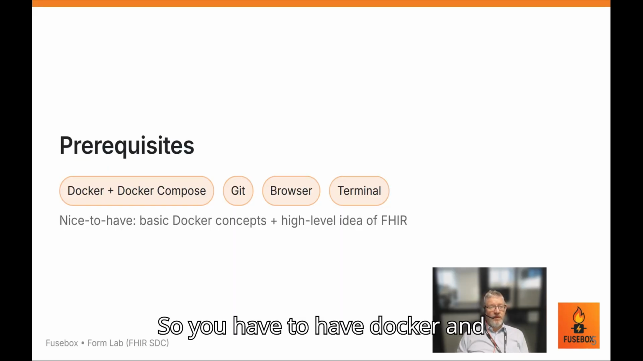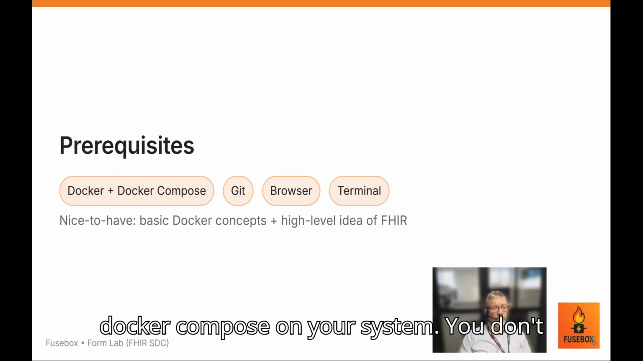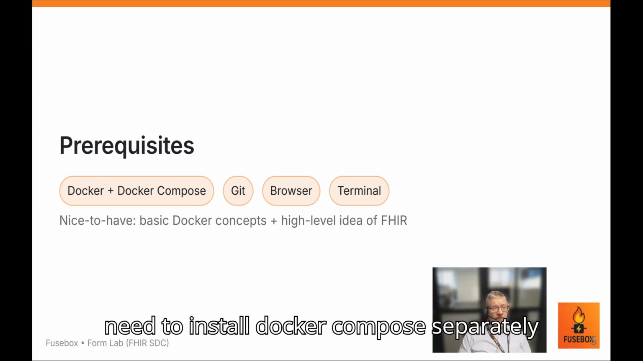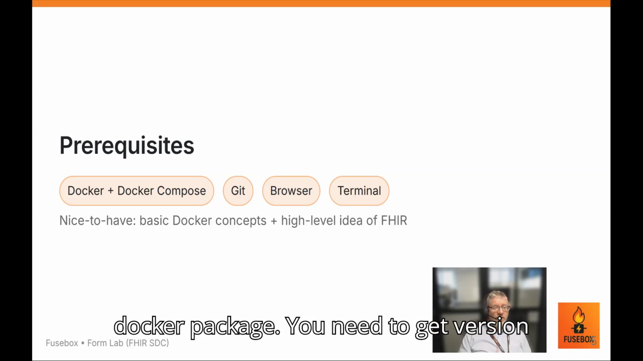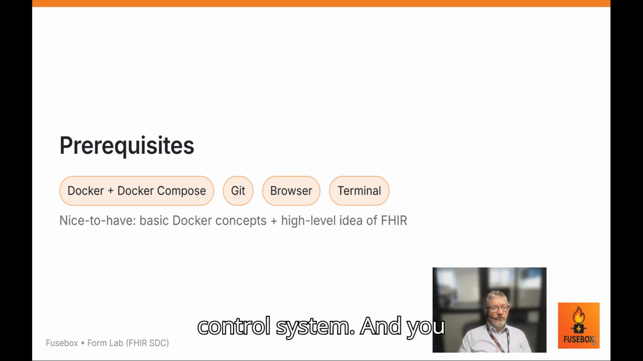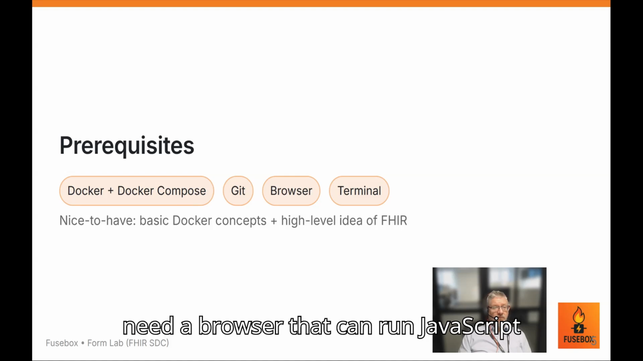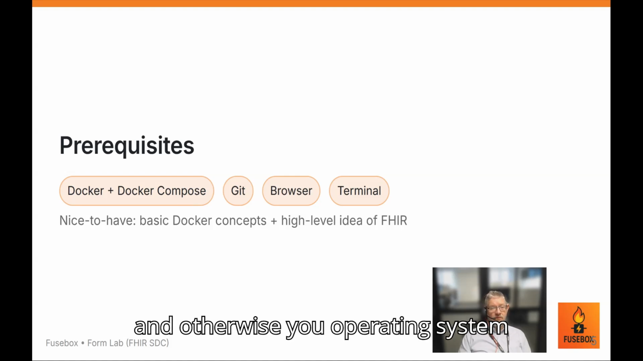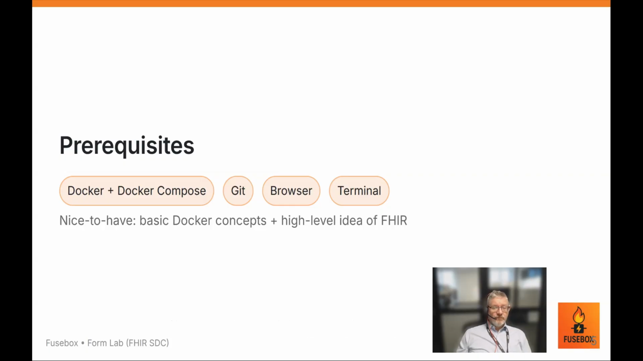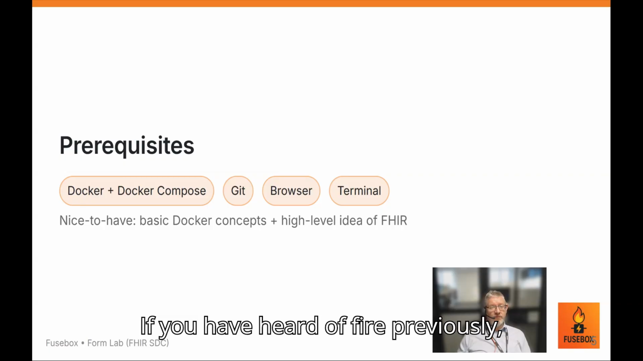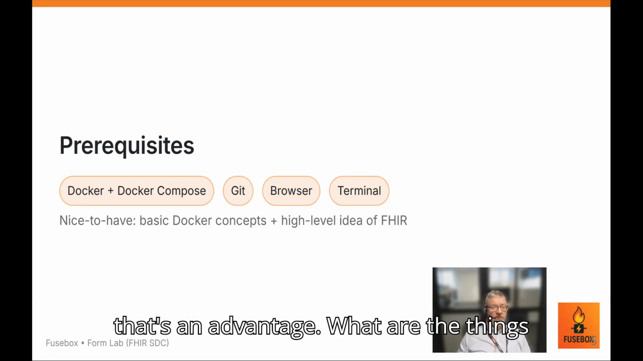Now, briefly, the setup and prerequisites to get the whole lab running. You have to have Docker and Docker Compose on your system. You don't need to install Docker Compose separately these days. It is included in the Docker package. You need the Git version control system, a browser that can run JavaScript, and otherwise your operating system terminal or command line. If you have heard of FHIR previously, that's an advantage.